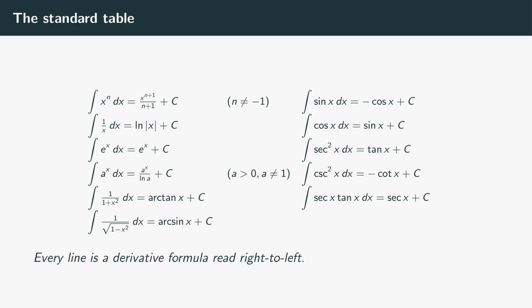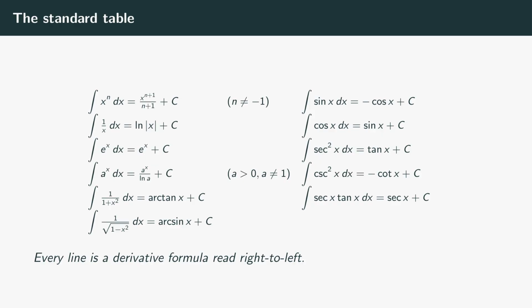Derivative of tangent is secant squared, so antiderivative of secant squared is tangent. Derivative of cotangent is minus cosecant squared, so antiderivative of cosecant squared is minus cotangent. Derivative of secant is secant times tangent, so antiderivative of secant times tangent is secant. The last two are worth flagging because they look unfamiliar.